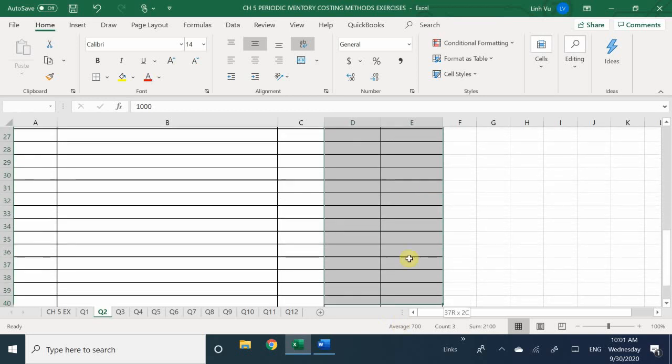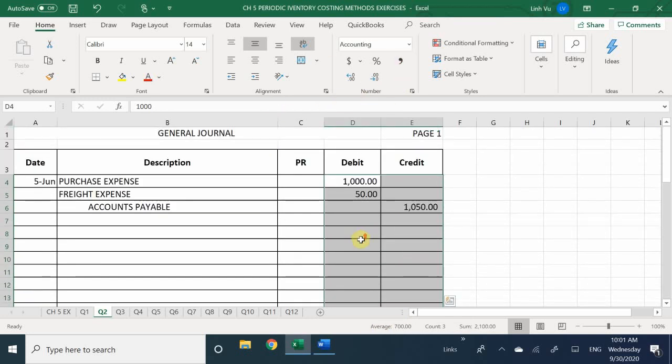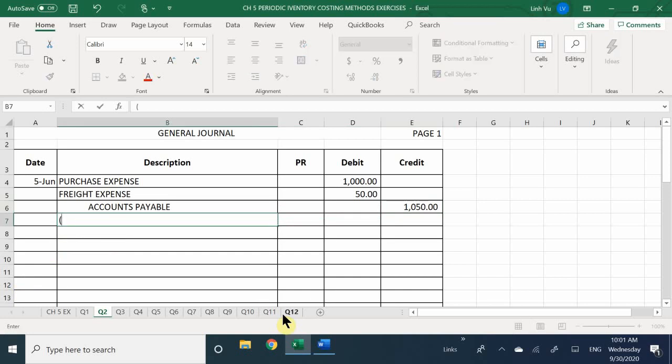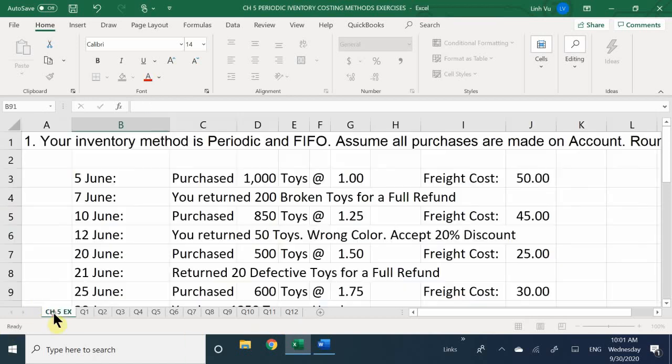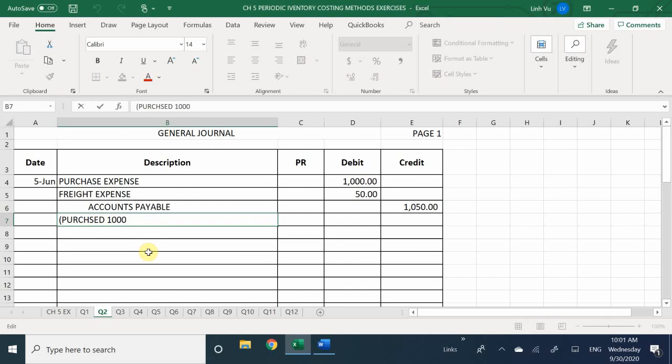So here I'm going to journalize as is for the $1,000 and the $50 freight, and I'm going to do a quick formula just to ensure that my accounting is accurate and that each side has matched. So there you go: 1,000 plus 50 equals 1,050. And just for show, I'm going to indicate here that I bought 1,000 toys at $1 each. And now my journal has been completed.